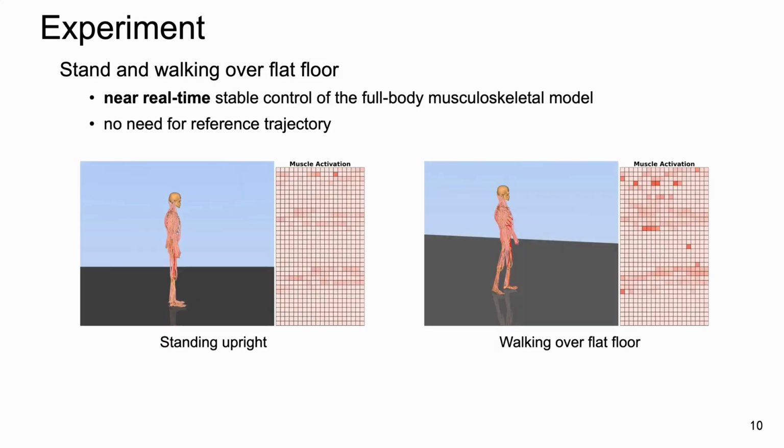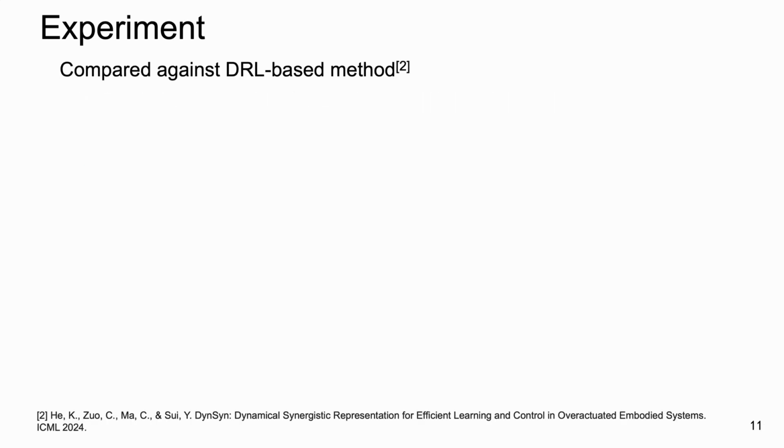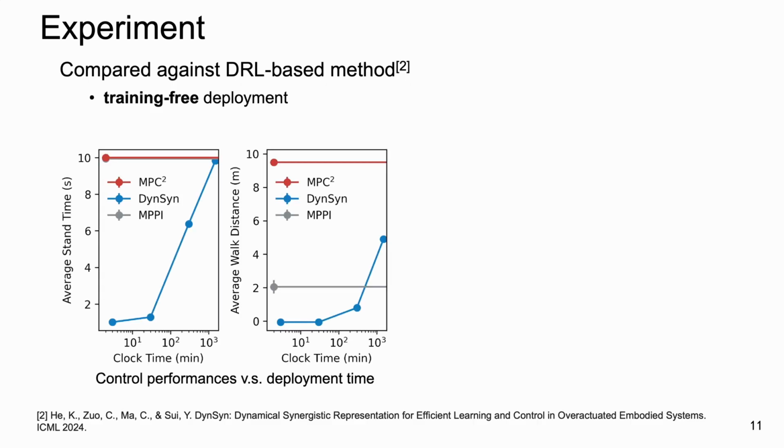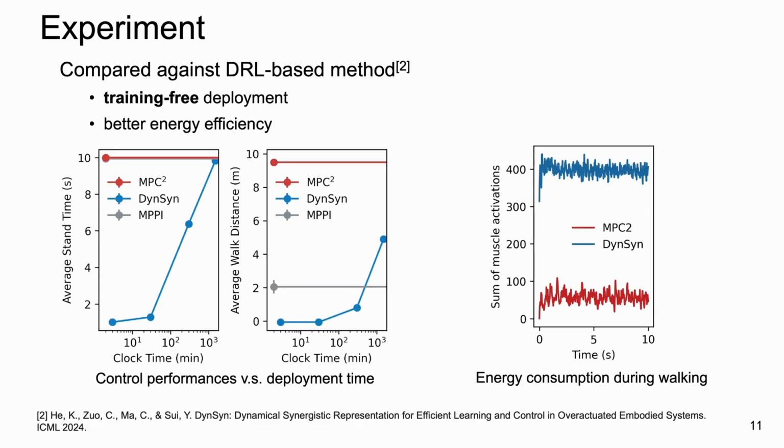We first evaluate MPC square in standing and walking tasks over flat floor. Our method can achieve near real-time stable control of the full-body musculoskeletal model. The successful full-body motion control does not need a reference trajectory. Compared with the state-of-the-art deep reinforcement learning-based method, MPC square can achieve training-free deployment and has better energy efficiency.